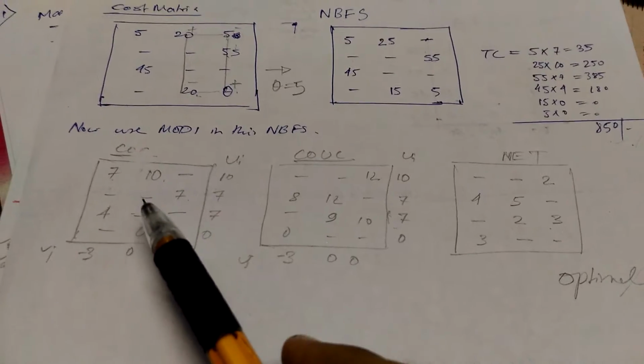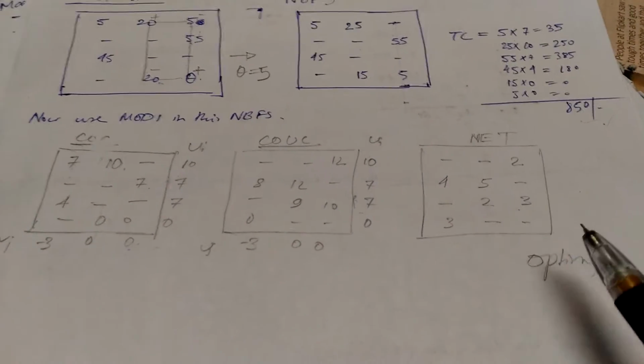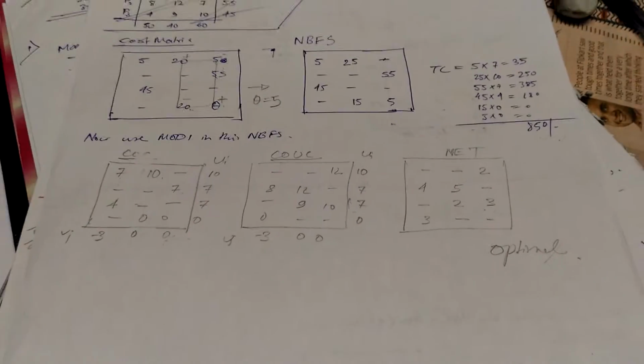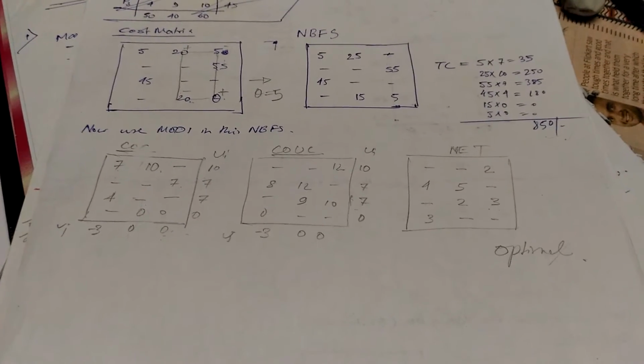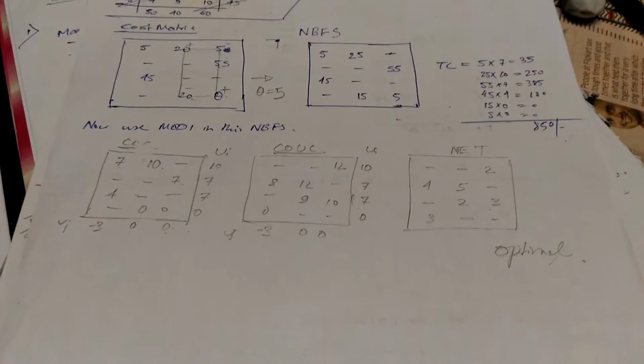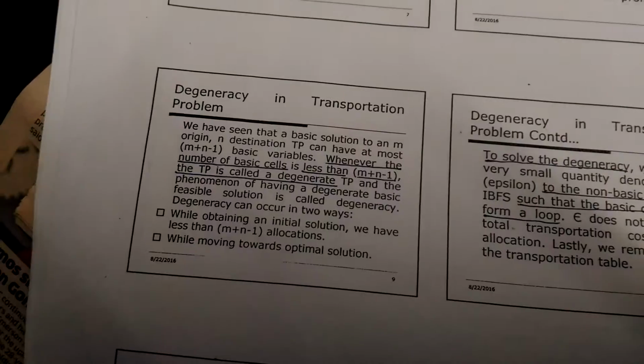So again, cost of occupied cell, cost of unoccupied cell, net evaluation table. Now here all are positive, so it is an optimal solution. Now in the next video we will be looking at unbalanced cases with degeneracy.